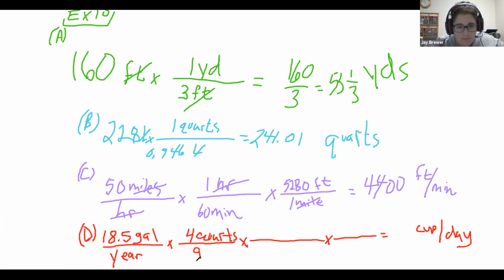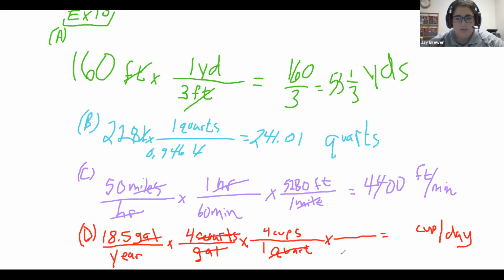So 4 quarts in 1 gallon, but we don't care about quarts this time, right? We care about cups. So now that we've gotten from gallons to quarts, now we want to go from quarts to cups. So now we have 4 cups to 1 quart. All right, so the quarts cancel, the gallons cancel. We're looking good, but we don't want cups per year. We want cups per day.